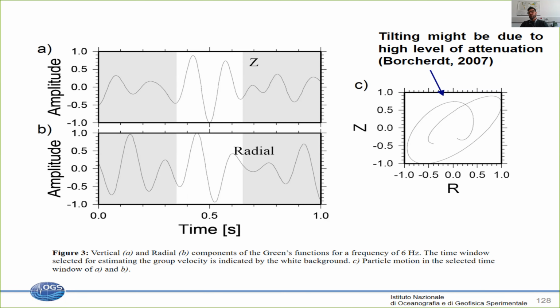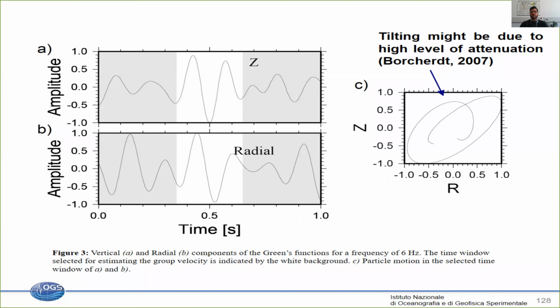First, we also wanted to be sure which kind of waves we were dealing with. So we made some polarization analysis, and we observed that our main wavelet had some elliptical polarization, like we could expect for Rayleigh waves, but the ellipse was tilted, and this kind of tilting was shown to be quite typical also for Rayleigh waves due to a high level of attenuation in the material. So the attenuation is playing a role in further shifting the two signals.